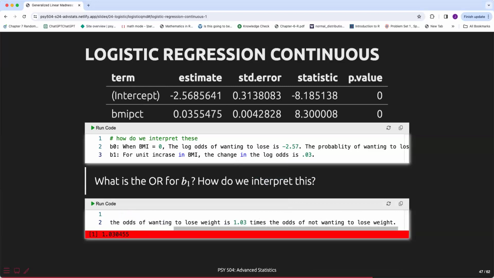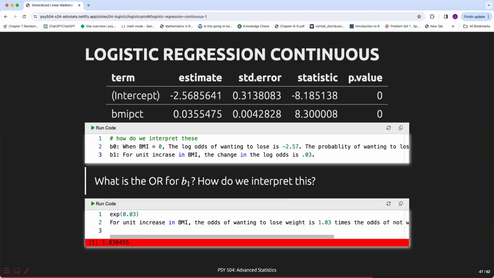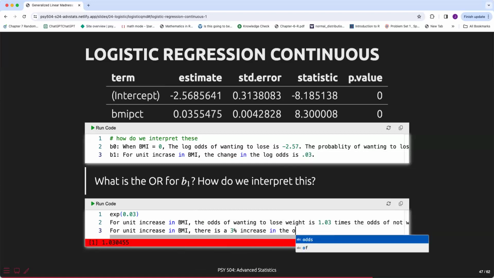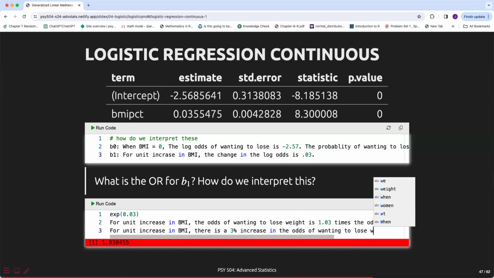We can talk about this in terms of percentage increase or decrease, right? So this is actually a 3% increase. So we can say that for a unit increase in BMI, there is a 3% increase in the odds of wanting to lose weight. So that's how we would interpret an odds ratio for a continuous variable. So are there any questions so far?